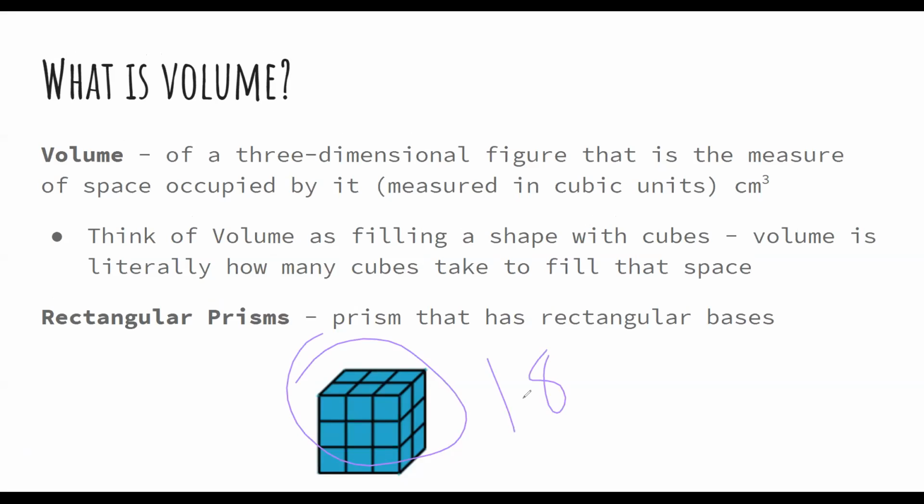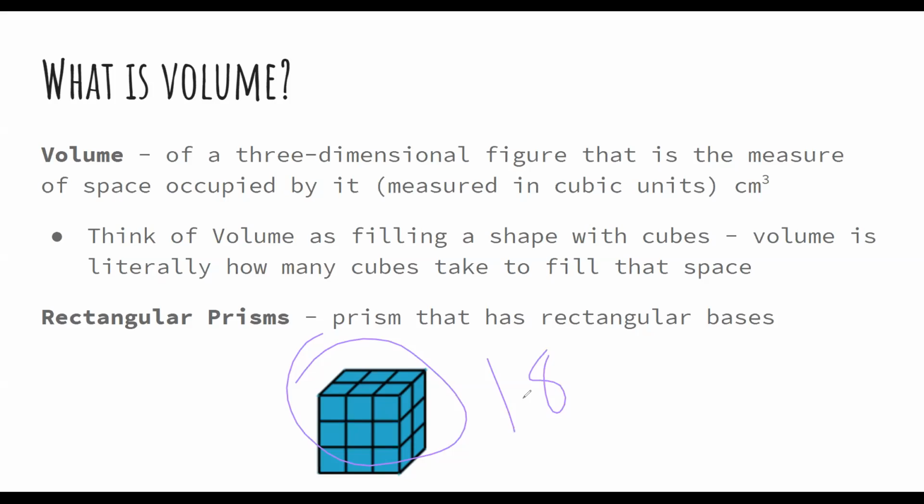You can do that mathematically as well, and we're going to get into that in a second. But it's really just multiplying. It's pretty much the same formula that we've been doing for area, but just multiplying by a third thing. So we're going to talk about what different prisms we can find the volume of.